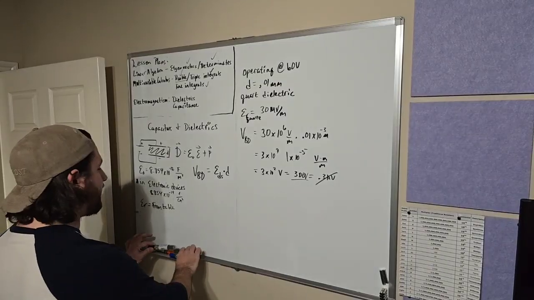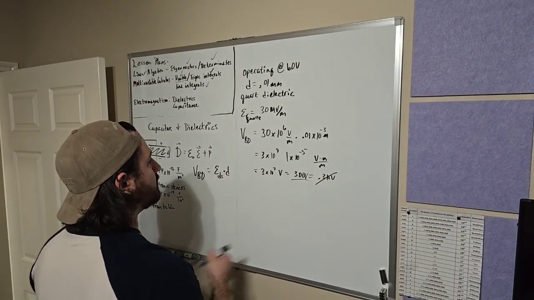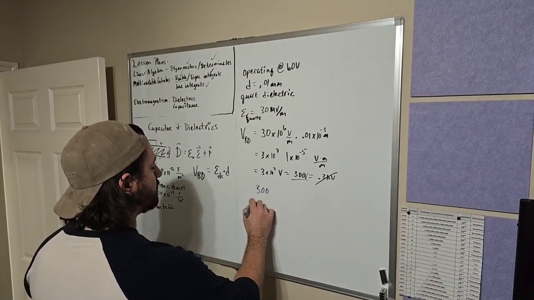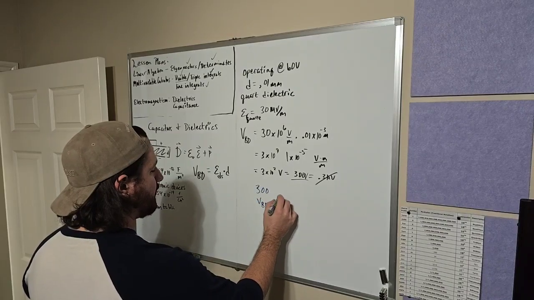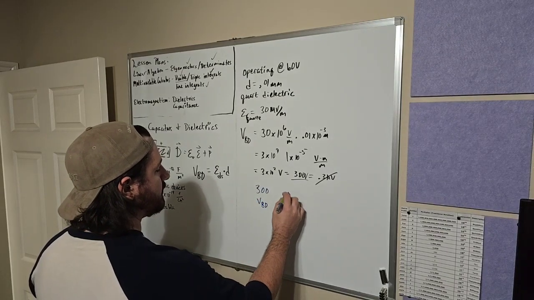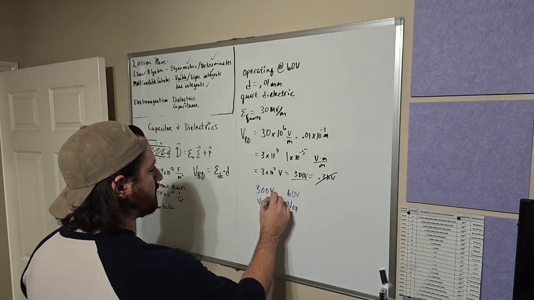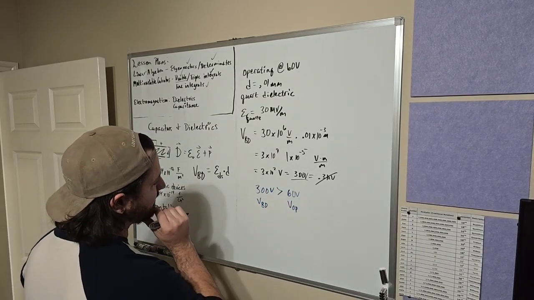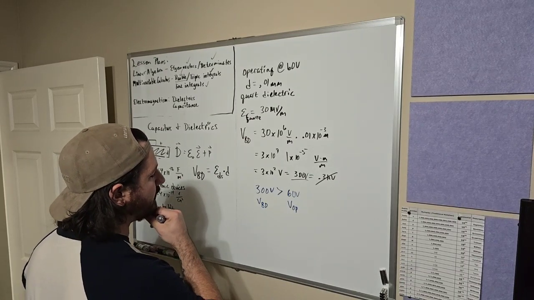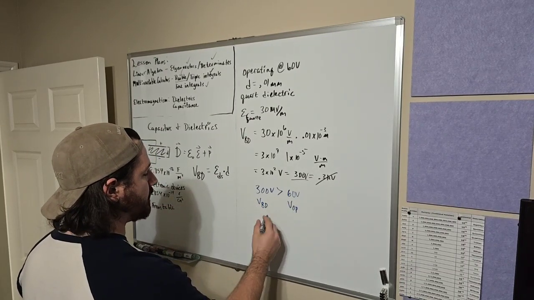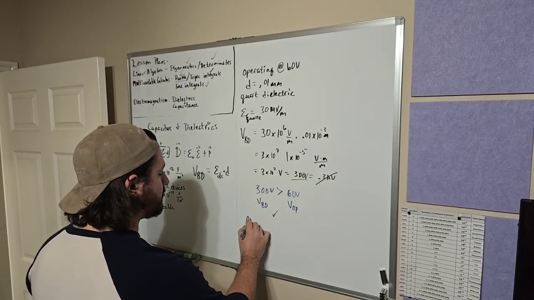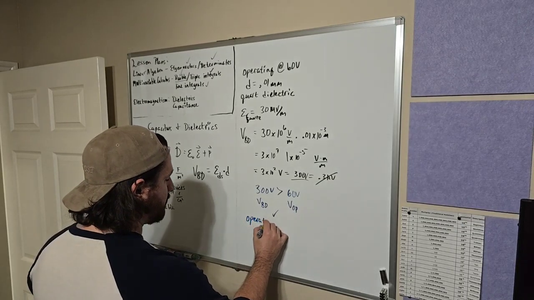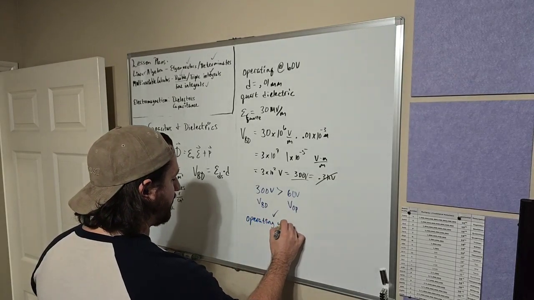So because this dielectric is going to break down at 300 volts, so voltage of breakdown is 300 and voltage of operation is 60, which 300 is greater than 60, well, I guess it's not an order of magnitude greater, so it's just greater. In this case, since it's just greater, then we're good. This is operating within acceptable range.